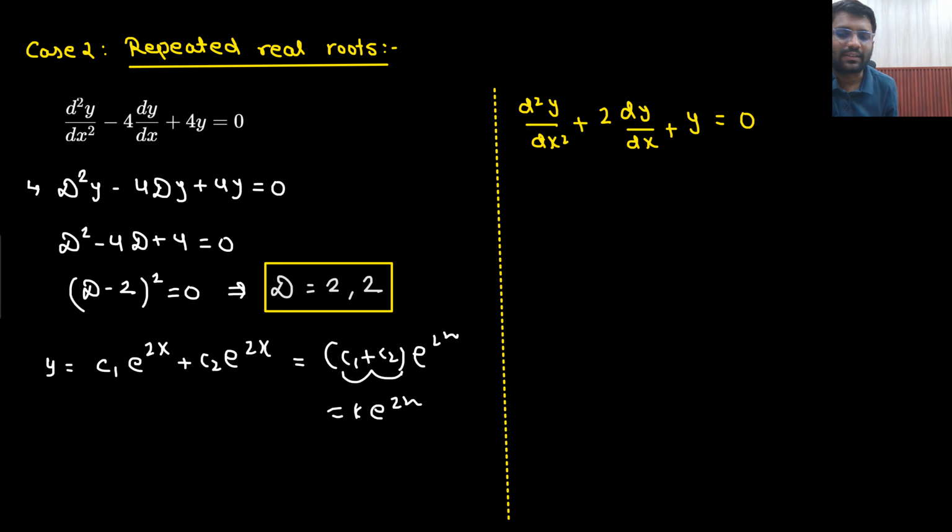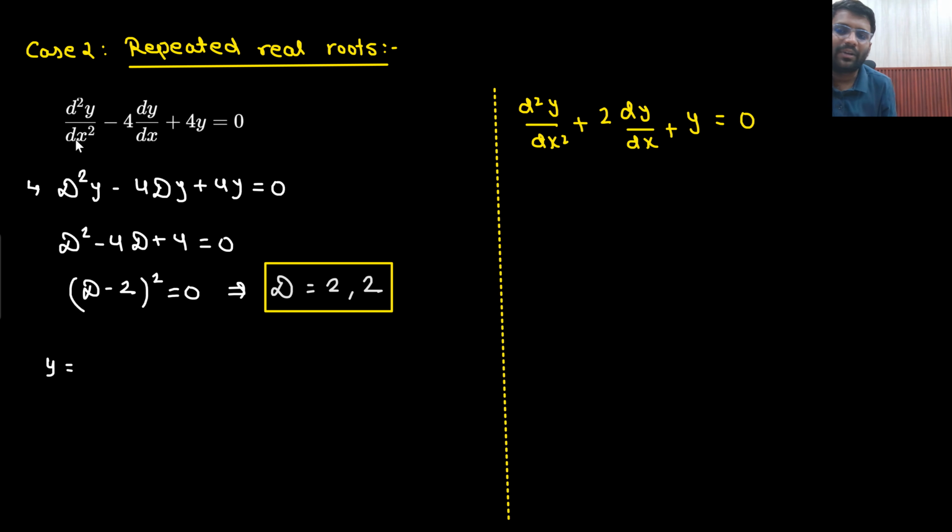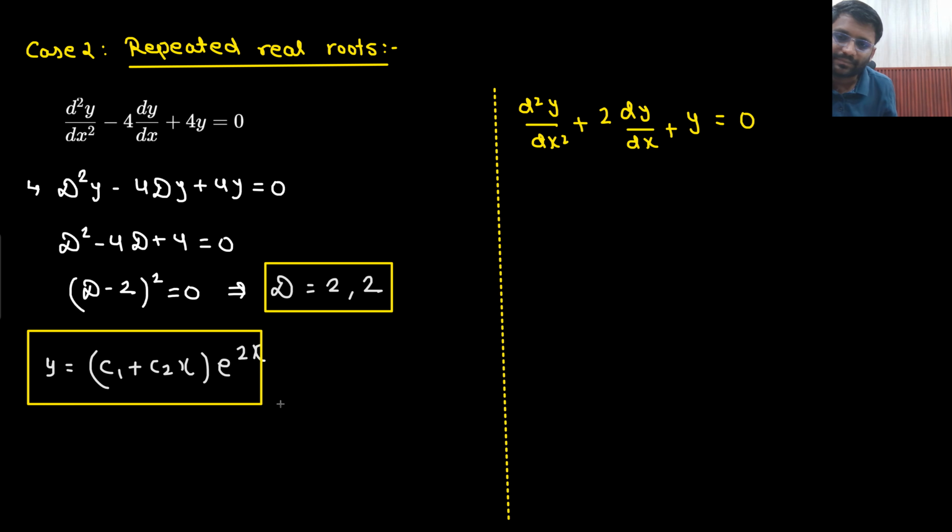But what is the actual answer? The actual answer, if the roots are repeated, is this: it is a second order differential equation, so there will be two constants, and the solution is written as (c1 plus c2 x) e to the power 2x. This is the solution of y.